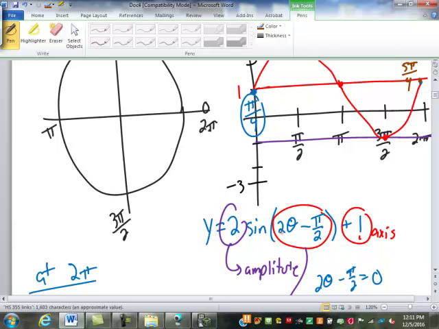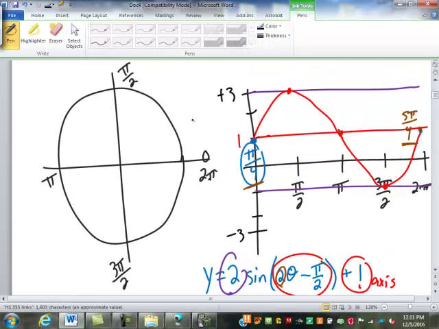So you can see that being a 2, the difference between here and here is just pi, or 180 degrees. And you can find each of those points in the middle by doing that. Any questions?